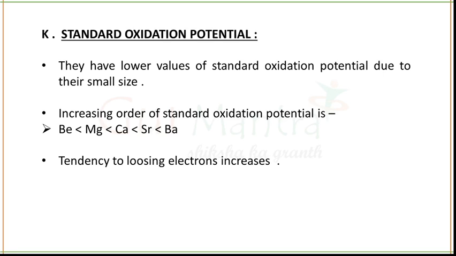Next is the standard oxidation potential. When you talk about the group 2 elements, they have lower values of standard oxidation potential. And the reason is the small size of the group 2 elements. The increasing order of standard oxidation potential is this, as you can see here. From beryllium to barium, the standard oxidation potential increases and the tendency to lose electrons also increases.